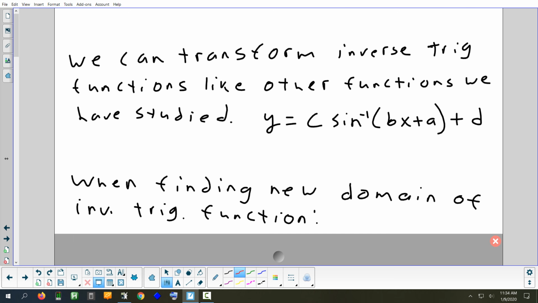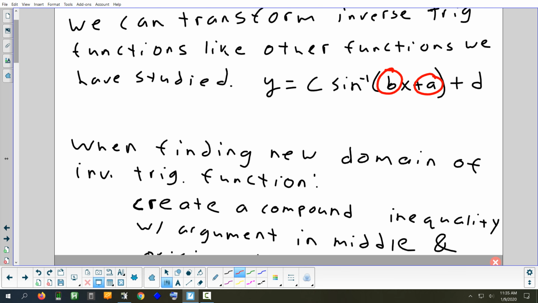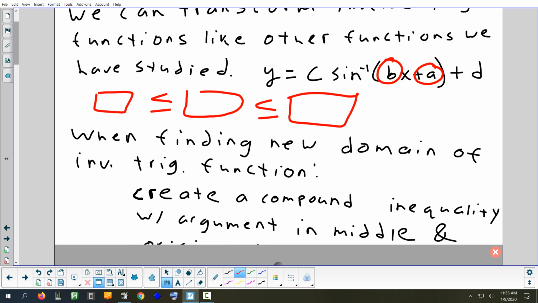So, if I give you a transformation, how do you find the new domain? Remember, domain is horizontal. The only two letters there that do anything horizontal are A and B. That's it. So, to find the domain of a transformation, you're going to create a compound inequality. Compound inequality looks something like this. You have to fill in 3 spots. The spot in the middle is going to be your argument. What's your argument? That's what's in the parentheses. Bx plus a.